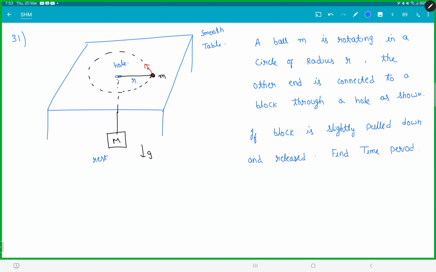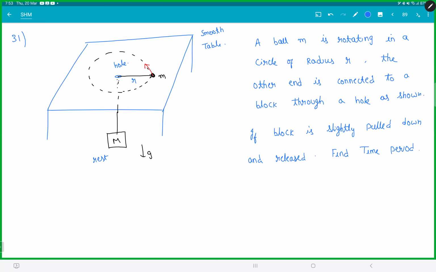If you pull the block down, the radius will decrease. If the radius decreases, then speed will increase, because MVR is constant, isn't it? The torque about the hole is zero, so angular momentum is conserved. So speed will increase. What is centrifugal force? mv square by r. V increased, r decreased. Matlab kya hua? mv square by r increased. So the tension becomes greater than mg. So the block goes up.